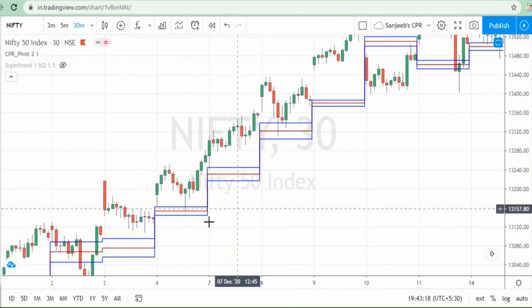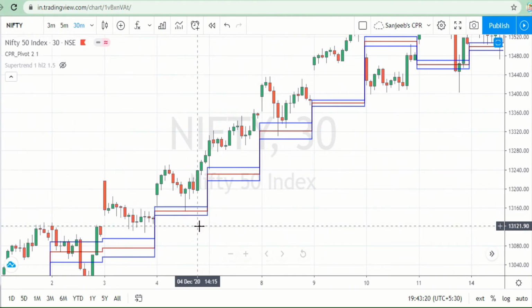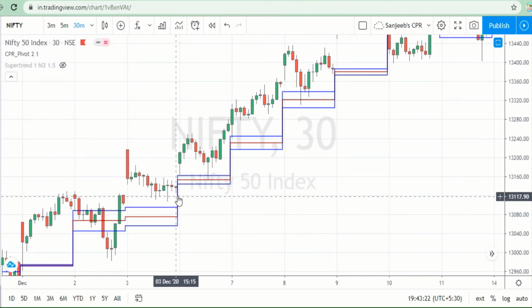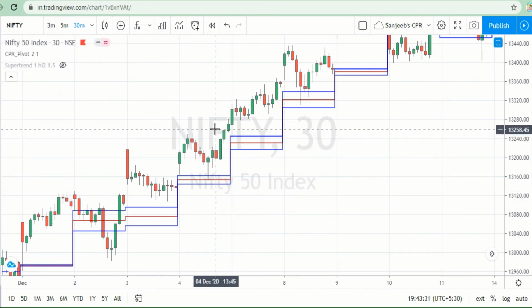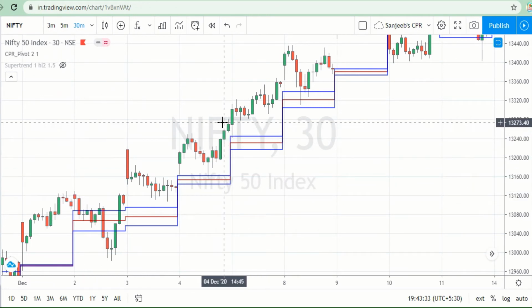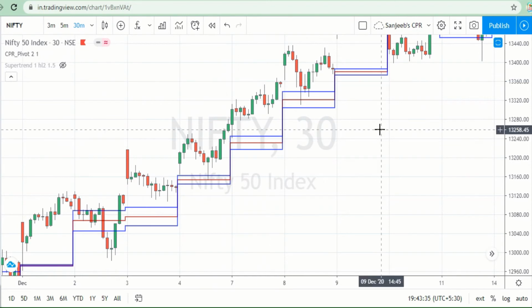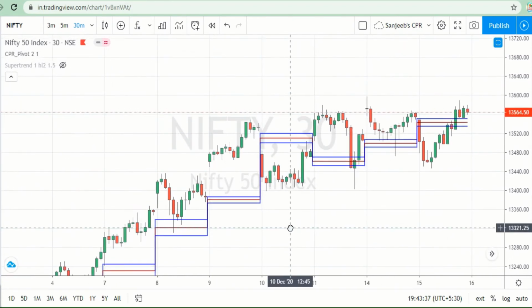and the closing also, the previous day closing also above the CPR. See here, closing above the CPR, closing above the CPR, closing above the CPR here, and in this day closing above the CPR. Okay, this is an uptrend sign.